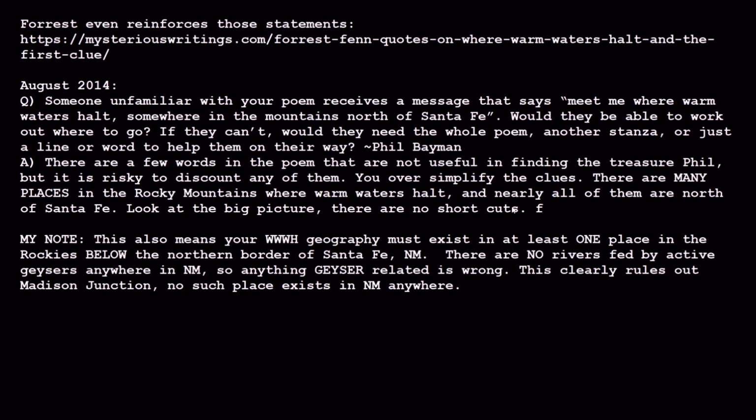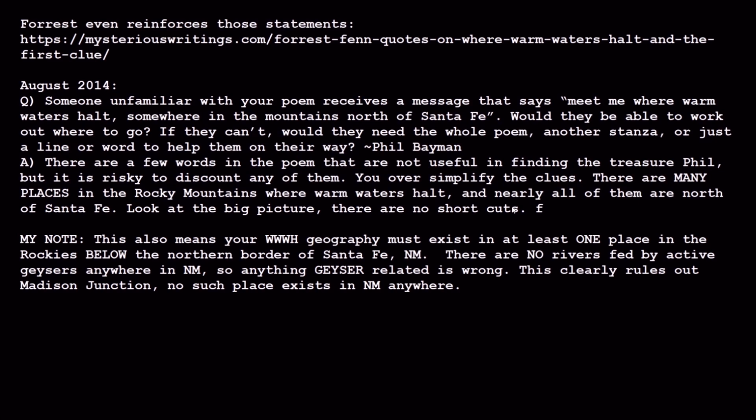Obviously, now we know that the treasure was found in Wyoming, but still, just in Wyoming alone, there's millions of places. Now, I want you to take note also that this means that if the geography at your where warm waters halt does not exist in at least one place within the Rocky Mountains below the northern border of Santa Fe, New Mexico, then your solve is wrong. There are no rivers fed by active geysers anywhere in New Mexico. So anything geyser related, for example, is wrong. That clearly rules out Madison Junction, because no such place exists in New Mexico anywhere.